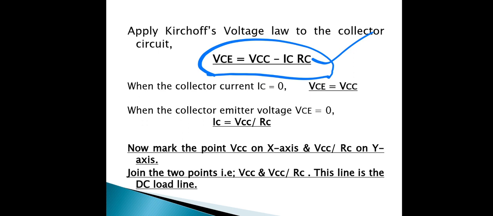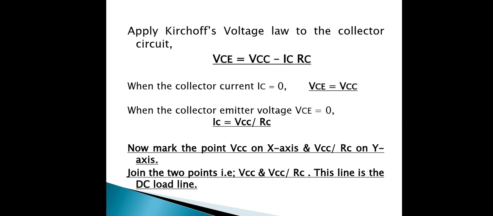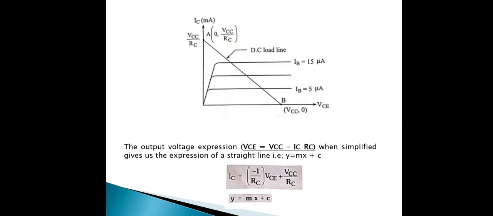So when you observe this expression, our required parameters are IC and VCE. Both are existing in the same expression. So from this expression, we'll try to extract the values which can give the points A and B here.